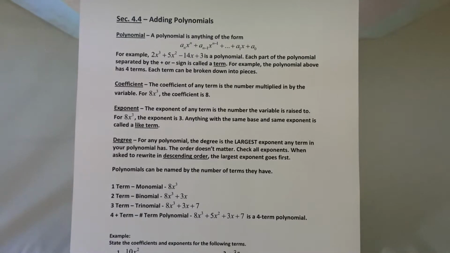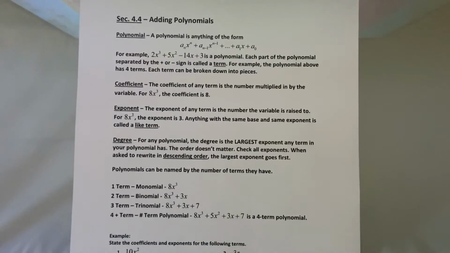Okay, 4.4 is primarily about adding polynomials, but let's do some background first. A polynomial is basically a collection of added or subtracted terms that have coefficients and exponents. For example, 2x cubed plus 5x squared minus 14x plus 3 is a polynomial. The polynomial can be described based on the largest power, the largest exponent you see, and the number of terms. Now each term has a coefficient and an exponent. And that largest power we call the degree of the polynomial.